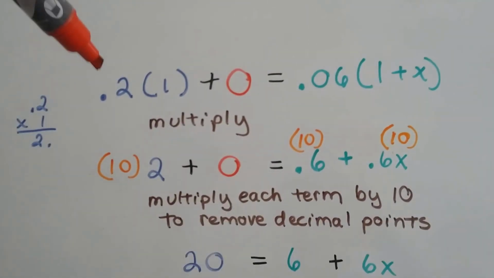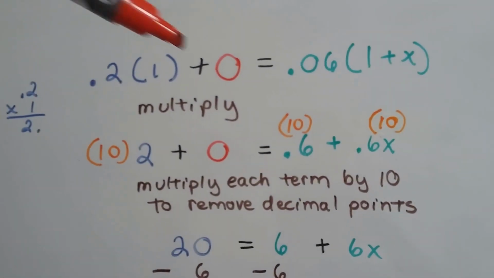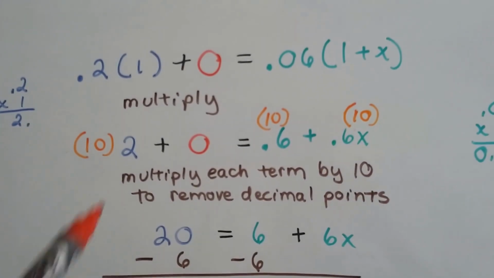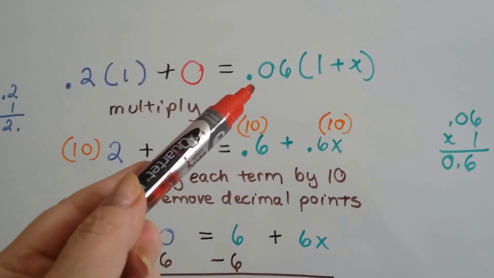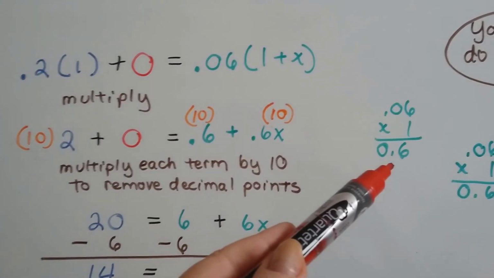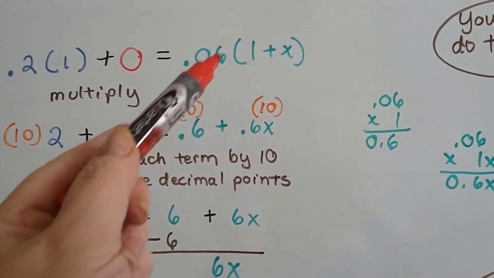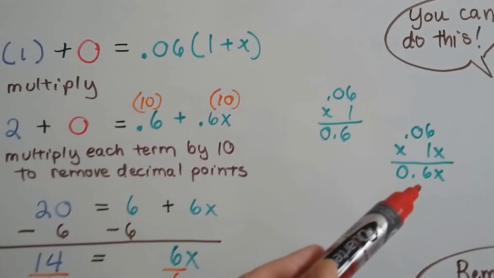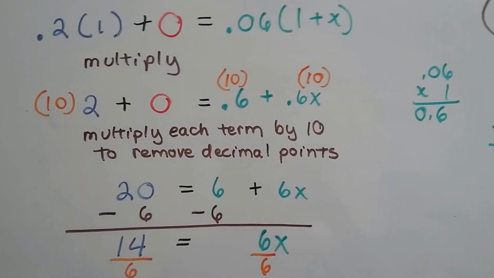We're going to multiply the 0.2 times 1, and that gives us 0.2. Adding the 0, we can just forget about that, because it's going to just be the 0.2. That's going to equal, when we multiply 0.06 times 1, we get 0.06. And when we multiply 0.06 times X, we get 0.06X. By multiplying it by the 1, it keeps the same value.